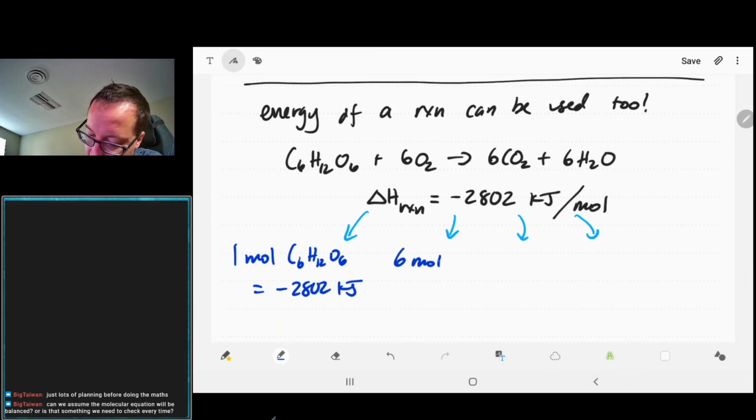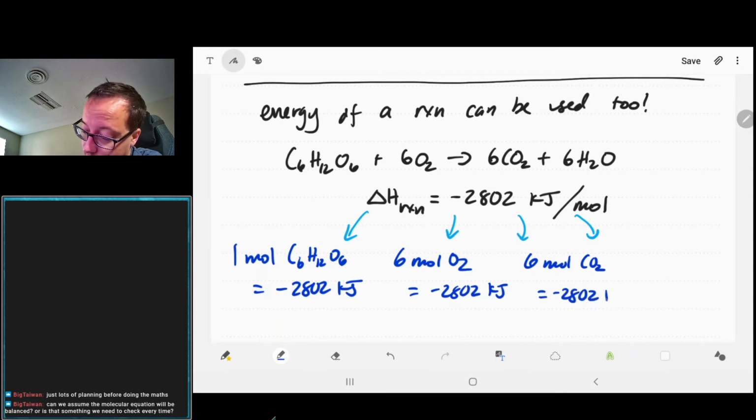We also get that 6 moles of oxygen equals our delta H. We get 6 moles of carbon dioxide equals our delta H. Notice these are again just the coefficients. And the last one, we get 6 moles of water equals our delta H. So your reaction coefficients can be used to figure out the energy of a reaction too. So we could use these in addition.